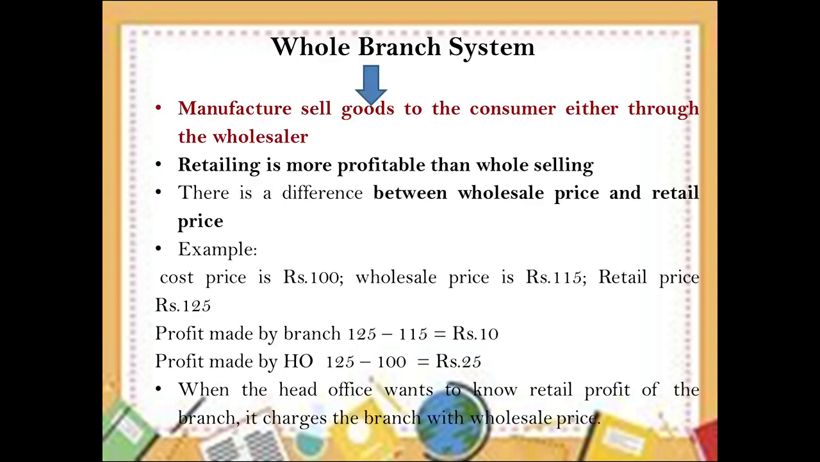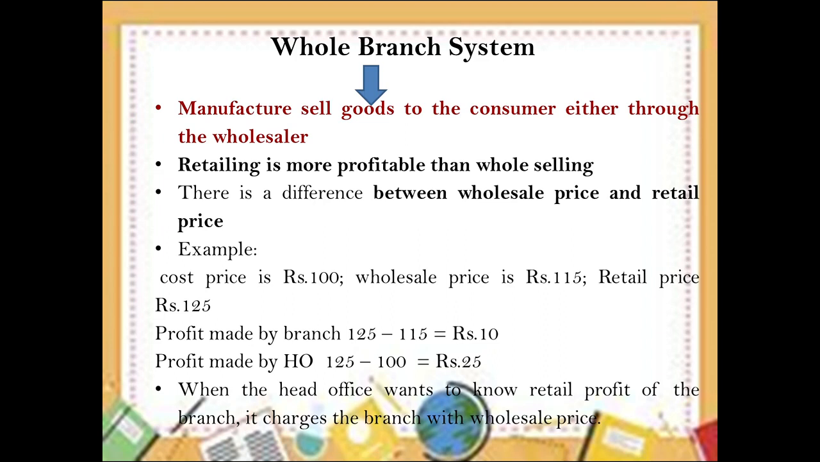The third method is wholesale branch system. This method is used when the goods are sent to the branch at wholesale price. The goods are generally sold to consumers with the help of retailers. Retailers sell goods to the consumers at retail price. The retail price is more than the wholesale price. Retailing is a more profitable business.